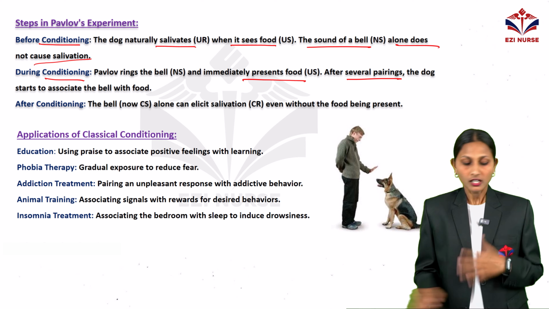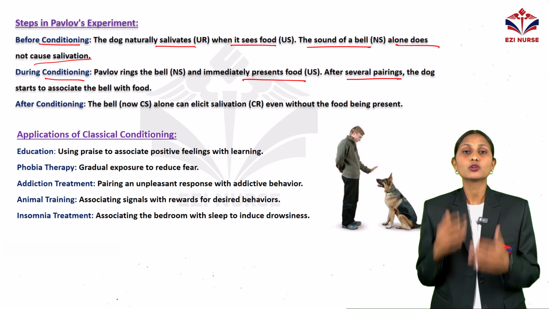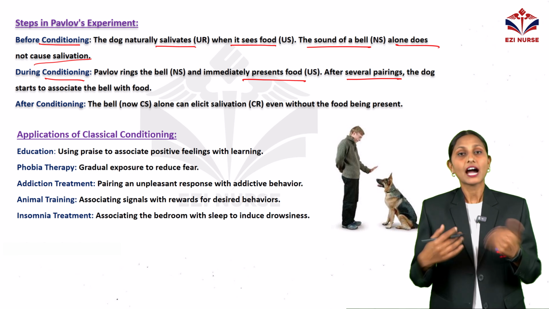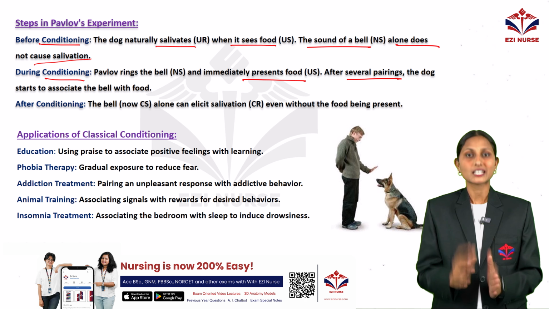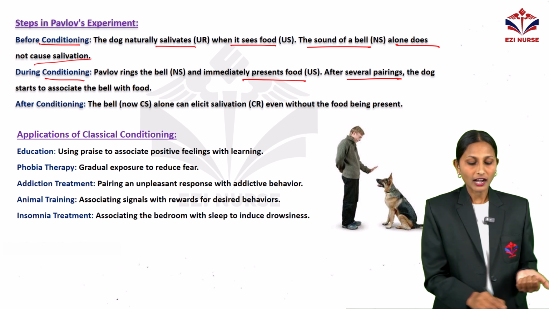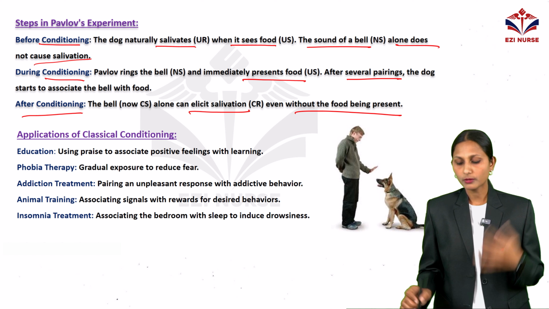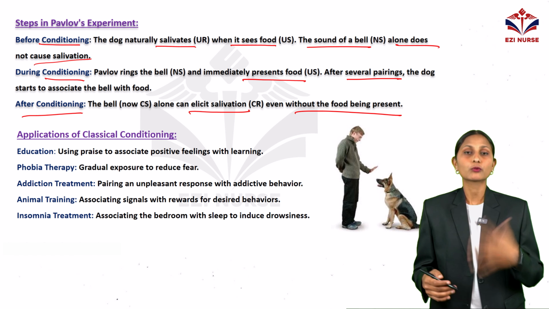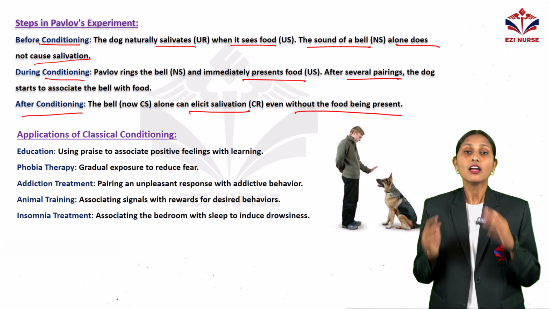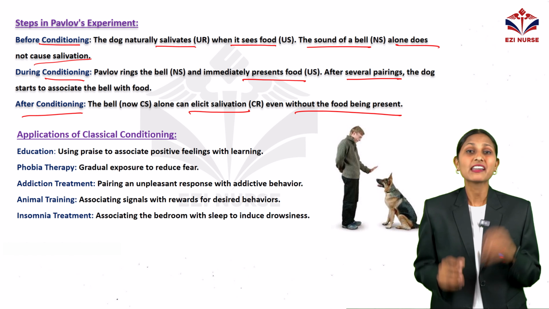After several pairings, the dog started to associate the bell with food. After doing this repeatedly, the dog recognized that whenever the bell rings, it will get food, and once the bell rang, the dog would start salivating. So after conditioning, the bell alone can elicit salivation even without the food being presented. The bell rings and the dog starts to salivate without food being presented. So this is what Pavlov did in his experiment, in his research.